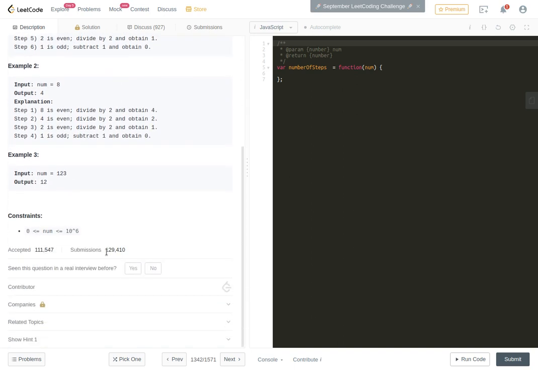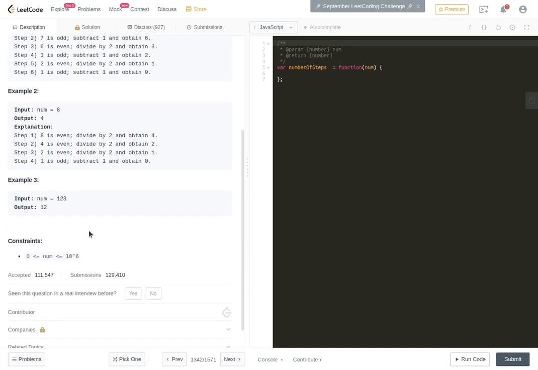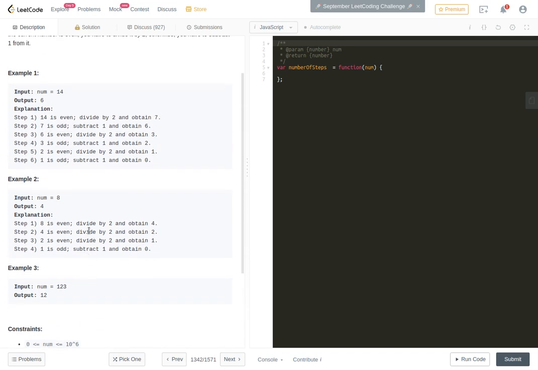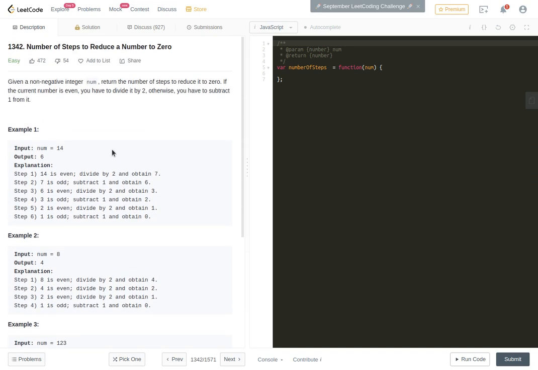Well, I like to look at the constraints first. So the number could be anywhere from 0. It could be 0, actually, so I guess we need that case, to this really big number. I don't know what that is, like a million? 10 to the 6? Seems huge. So let's see. They give the number 14, and they have an output of 6.